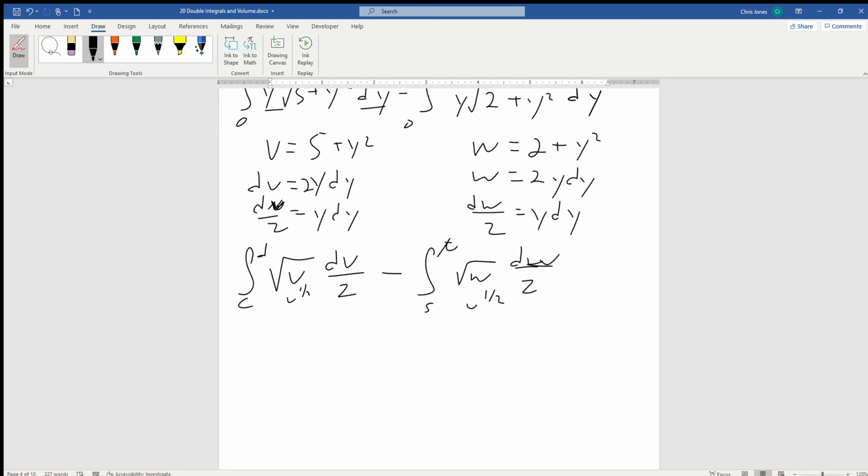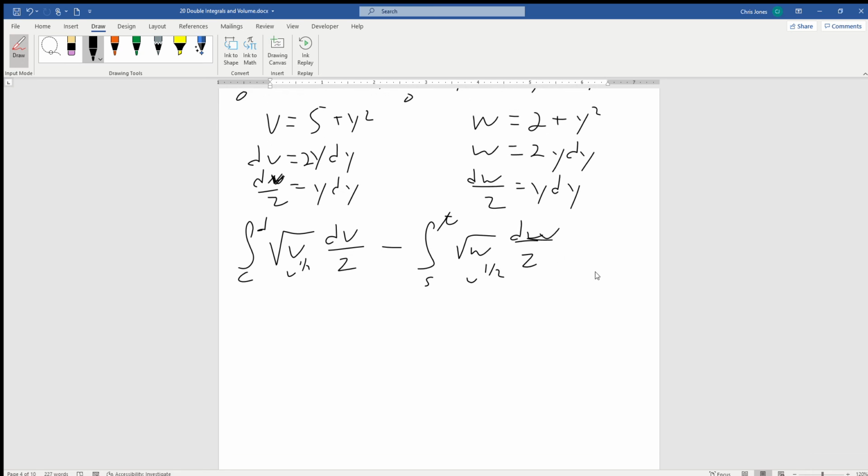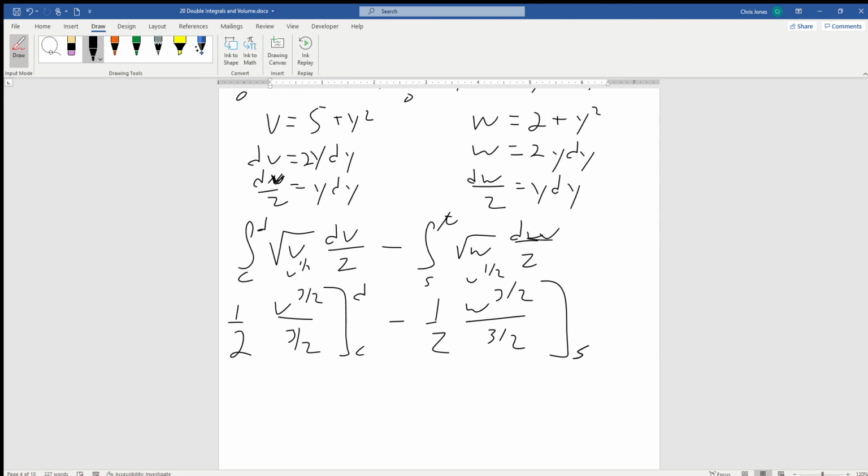And we're going to have a 1/2 that we can factor out. So we're going to have 1/2, and we're going to add 1, so we're going to get v to the 3 halves over 3 halves from c to d, minus 1 half w to the 3 halves over 3 halves from s to t.